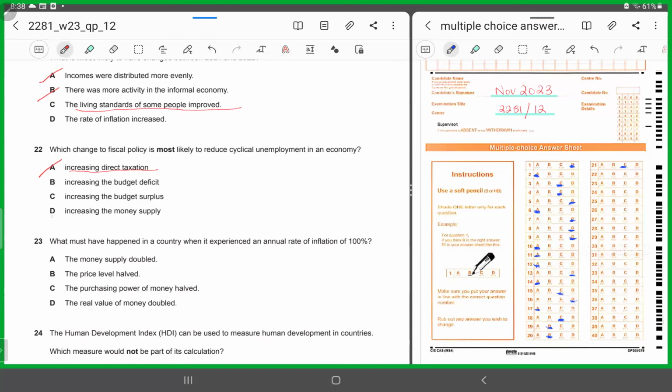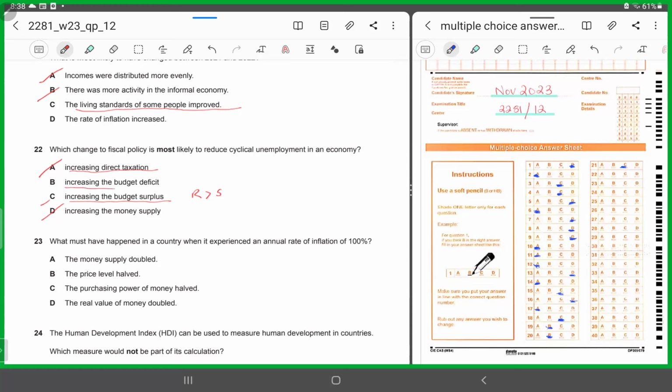Increasing the money supply, no. Increasing the budget surplus. If it's a budget surplus, what does this mean? That the revenues have to be greater than the spending. So in this case, this is going to be entirely the opposite of what we want in order to reduce cyclical unemployment. So it has to have the budget deficit.